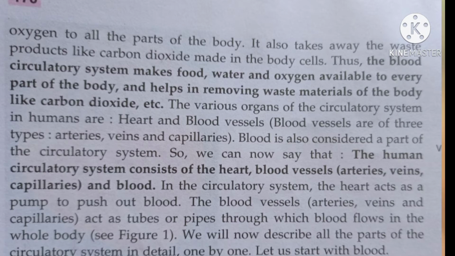Thus, the blood circulatory system makes food, water, and oxygen available to every part of the body and helps in removing waste materials of the body like carbon dioxide, etc. The human circulatory system consists of the heart, blood vessels, that is arteries, veins, capillaries and blood. We will now describe all the parts of the circulatory system in detail one by one. Let us start with blood.